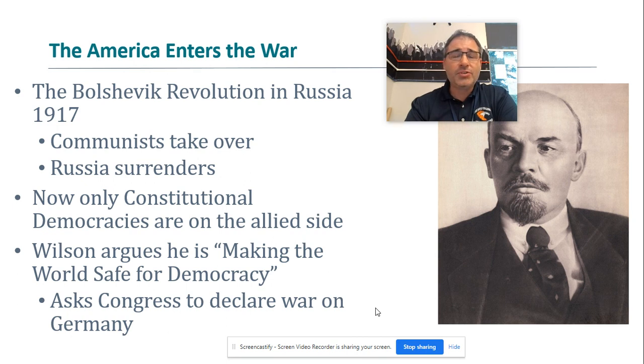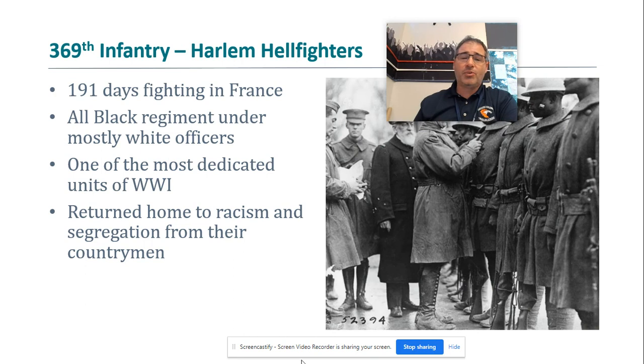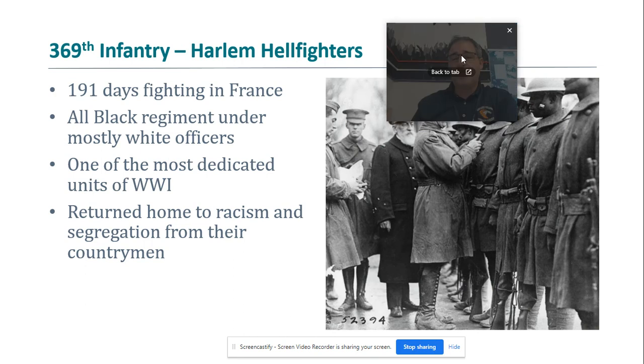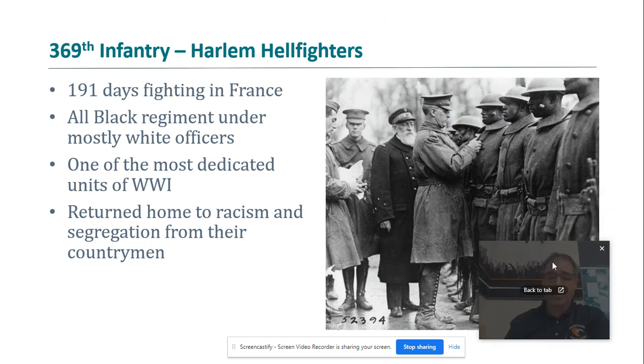So now the only groups that are left, because the Tsar had been an absolute dictator, an absolute monarchist, are France and Britain on the Allied side. They're both constitutional democracies. So now Woodrow Wilson can go to Congress and say that we must join these constitutional democracies against the emperor in Austria-Hungary and the king in Germany, so that we can make the world safe for democracy. He asks Congress to declare war on Germany. They do, and the United States Army is sent over.